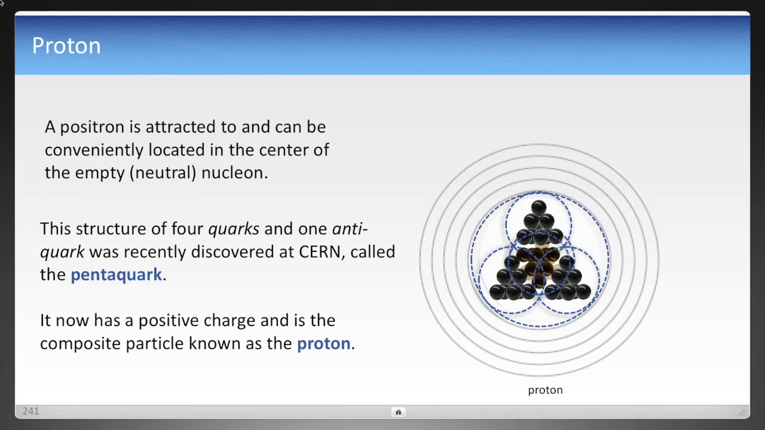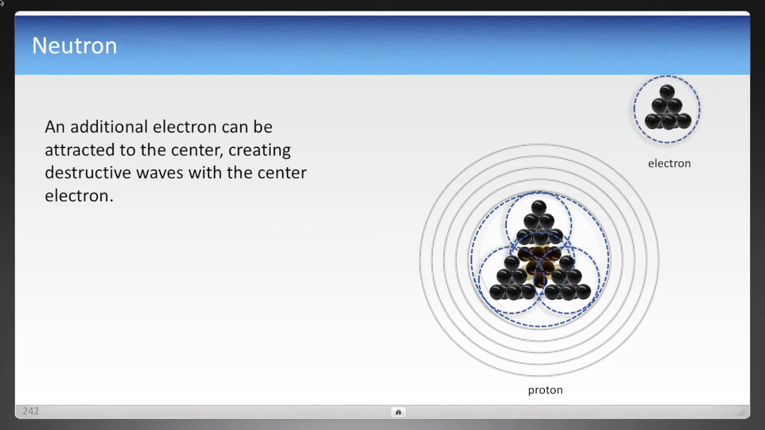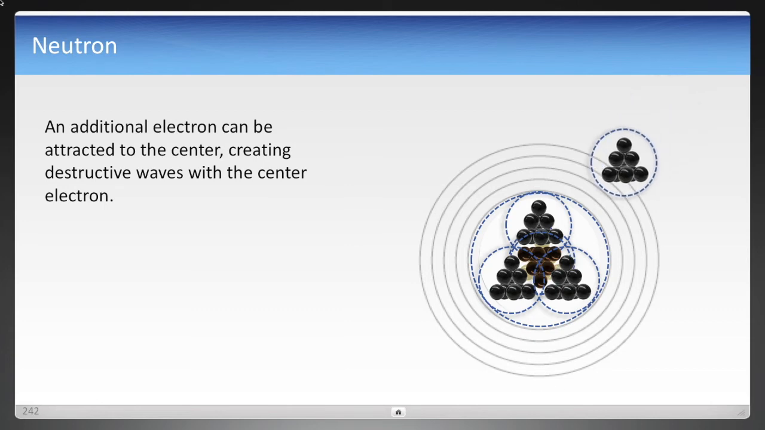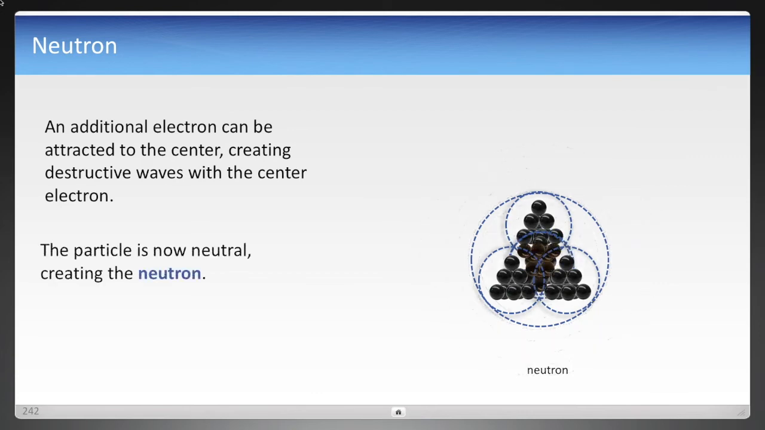And it has a positive charge due to the positron being in the middle. The electrons at the vertices are spinning and taking that energy and creating the gluon. We're going to see that later in orbitals. And so a neutron can also be explained, right? The center positron can attract an electron. It is now destructive waves, therefore it is neutral. And that becomes a neutron.